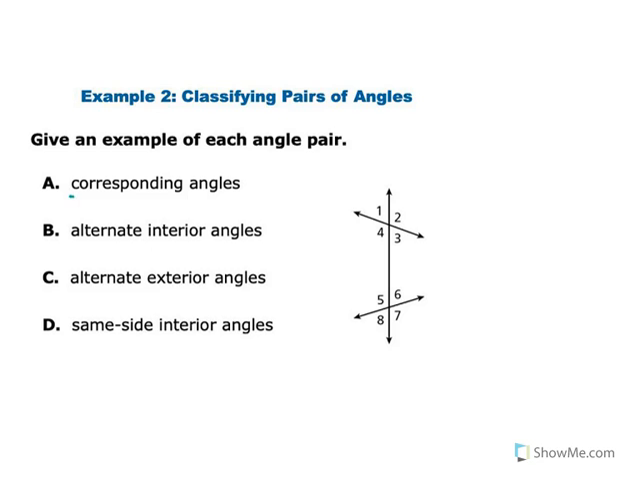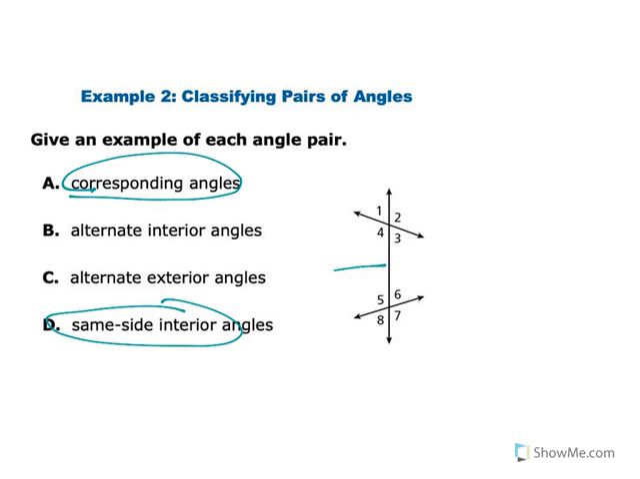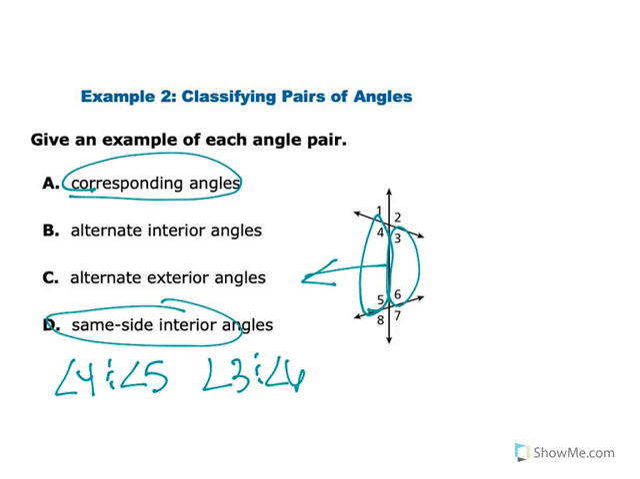So, corresponding angles. Okay, I'm actually going to go back to this. I'm going to start at the bottom. We're going to do same side interior. Same side of the transversal inside the lines. So, angle 4 and angle 5, or angle 3 and angle 6.